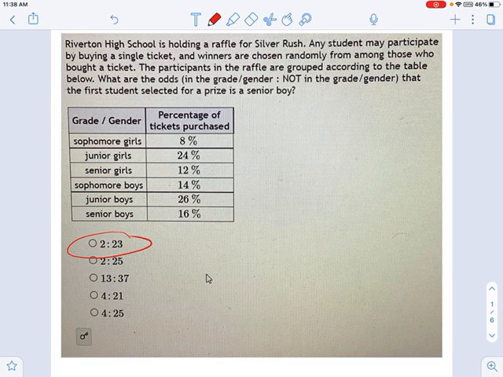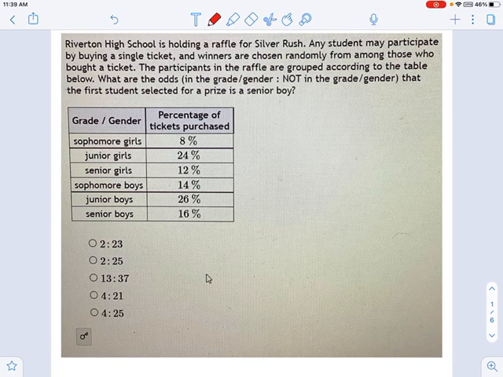Success versus failure. And that ratio is sometimes a little hard to figure out, but I want to emphasize this is just a fraction. And if we know how to do fractions, we know how to deal with that colon symbol thing. So in this example here, we've got Riverton High School, and they're holding a raffle for Silver Rush.